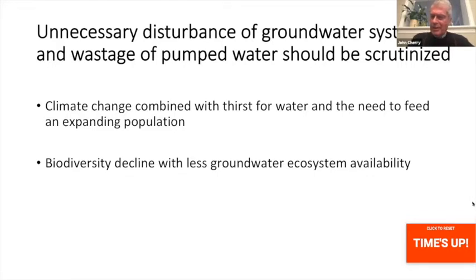So basically, unnecessary disturbance of groundwater systems and wastage of pumped water should be scrutinized. Climate change combined with a thirst for water and the need to feed an expanding population must become governing. And groundwater is needed to prevent biodiversity decline, with less groundwater ecosystem availability.